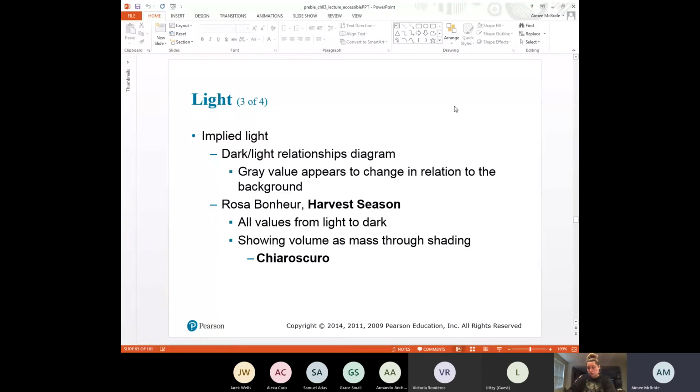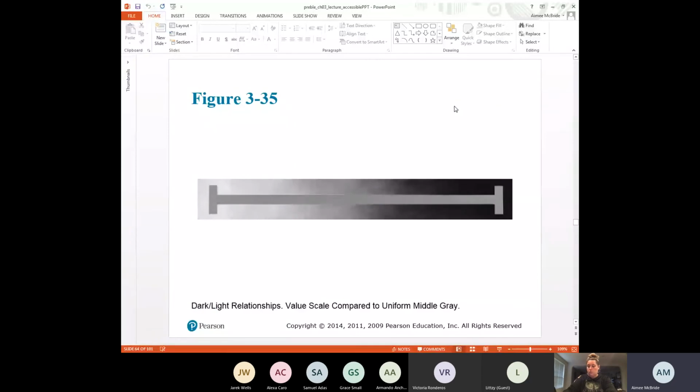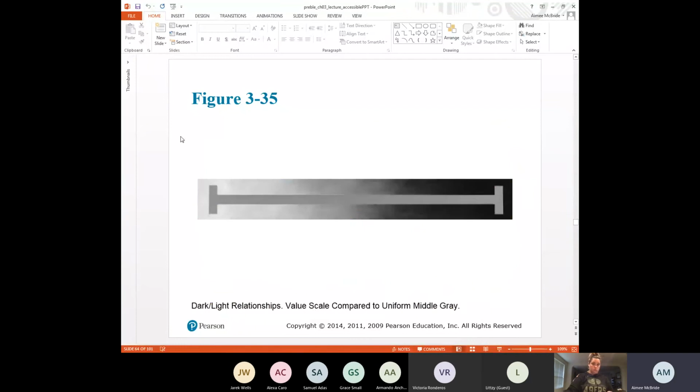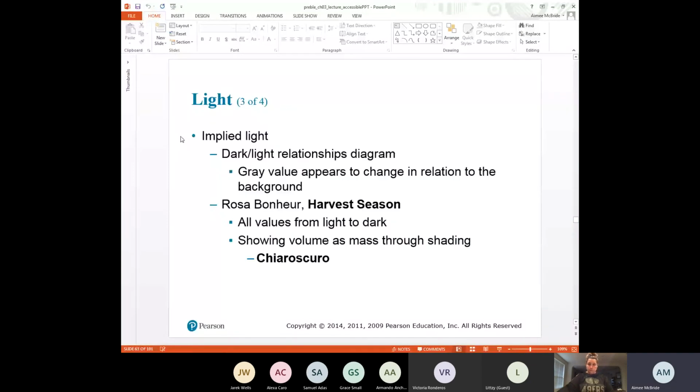We can kind of see it being used in Rose of Vignore's Harvest Season, and it helps to show volume and mass through shading here. So the extreme dark shadows are what we're talking about there. And then of course, this is just a scale to show you shading. Chiaroscuro means extreme light and dark. That's literally what it translates to in Italian. It's referring to the use of shading to create depth.